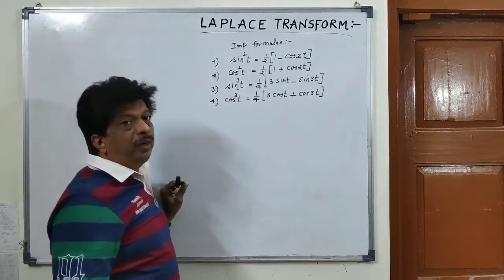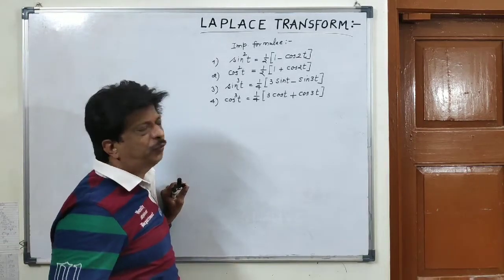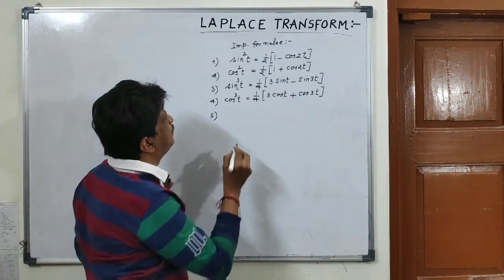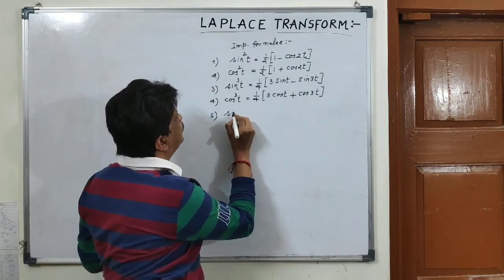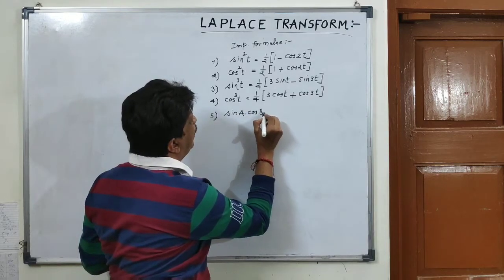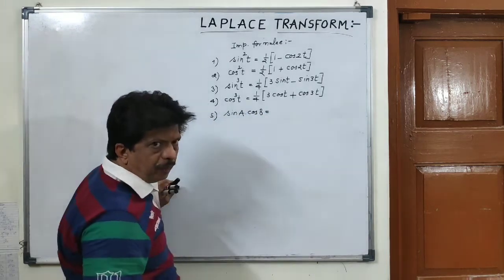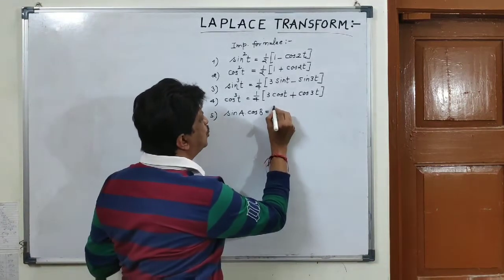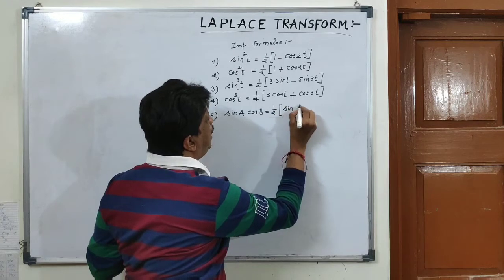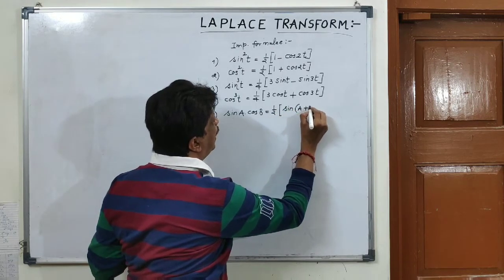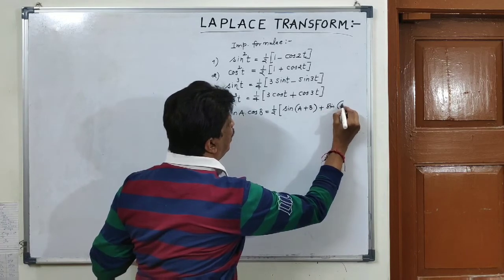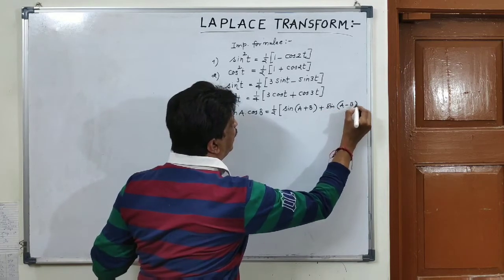And 4 important major sum and difference formulae. Fifth, sin A into cos B is equal to 1 by 2 times sin of A plus B plus sin of A minus B.